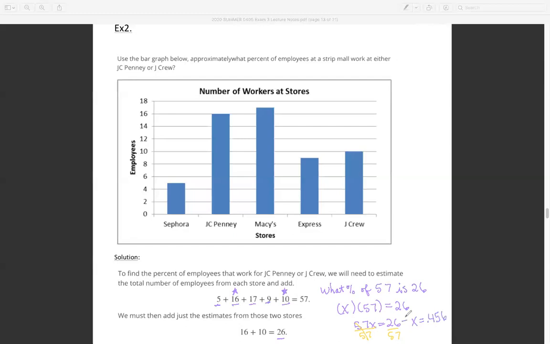0.456. Now, when you're doing direct translation, your percent is always in decimal form, so you have to convert it to percent form by moving the decimal to the right 2 places. So your final answer is 45.6%. What that means is 45.6% of the total employees, which is 57, are just the people working at JCPenney and J.Crew.